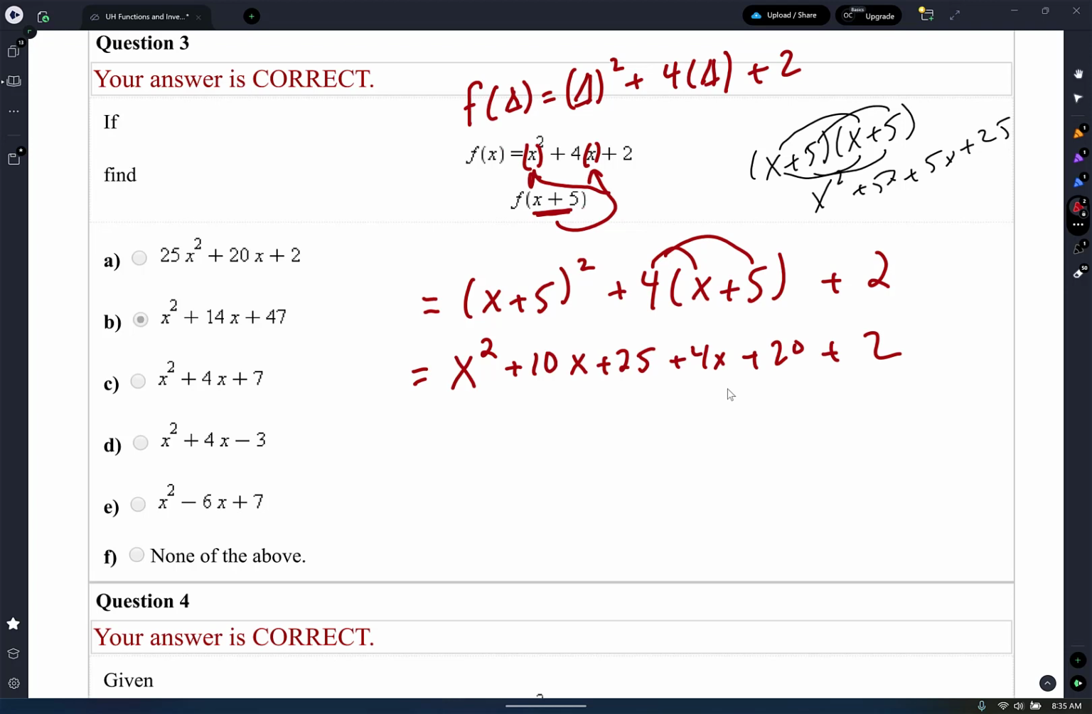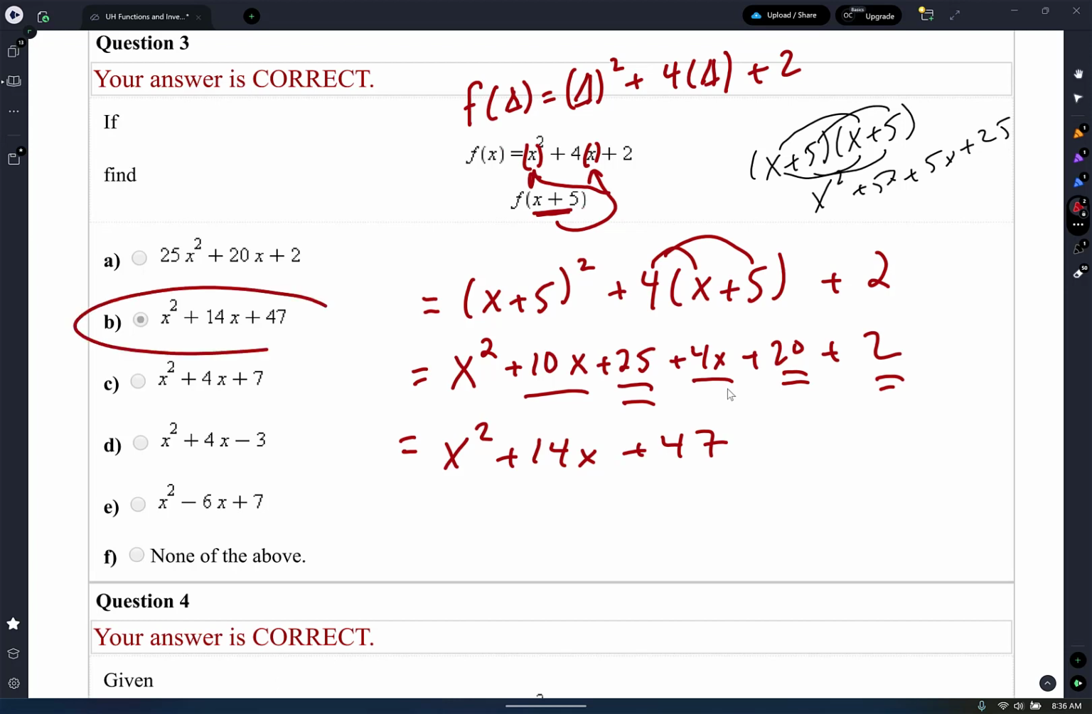Are we okay? And there it is, guys. That's it. You're done. X squared, and then combine like terms. Let's see. That's 14x. And then 25, 20, and 2. 25, 35, 45, 46, 47. And there it is.